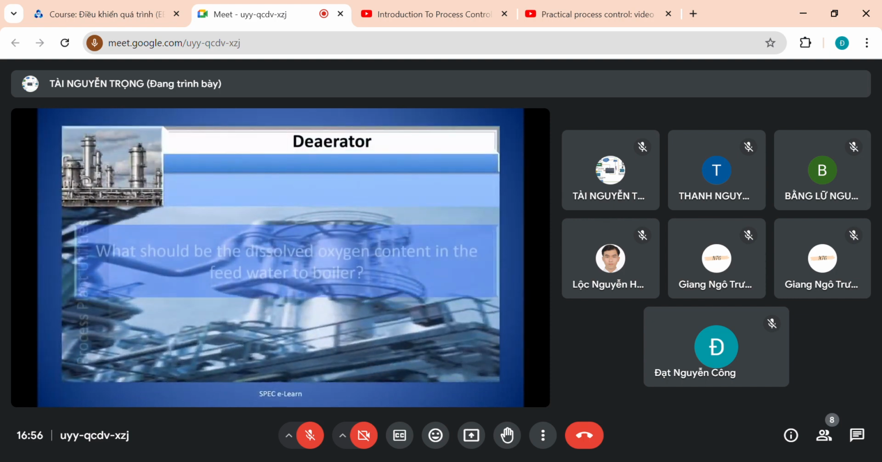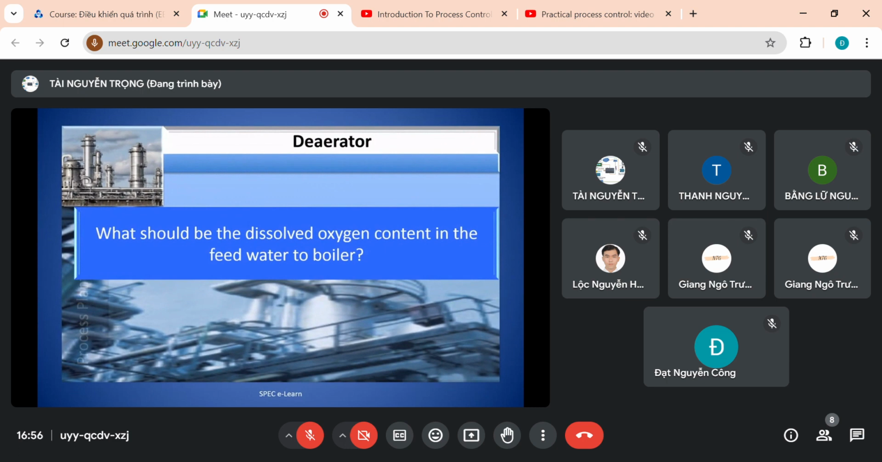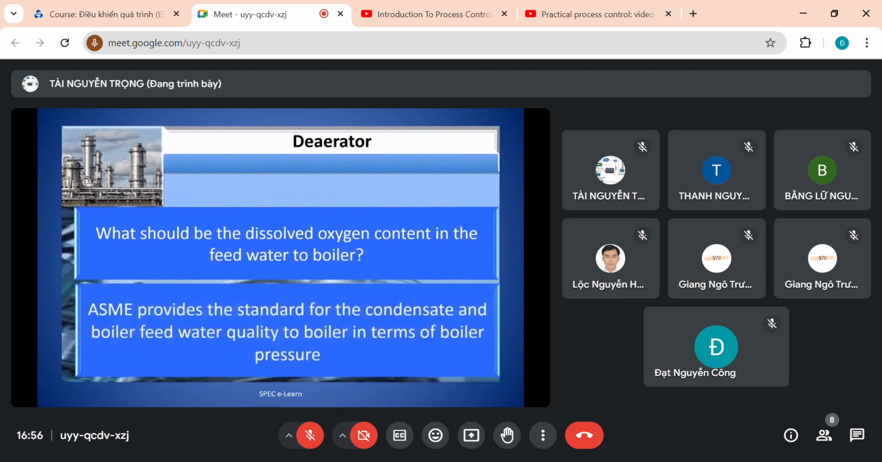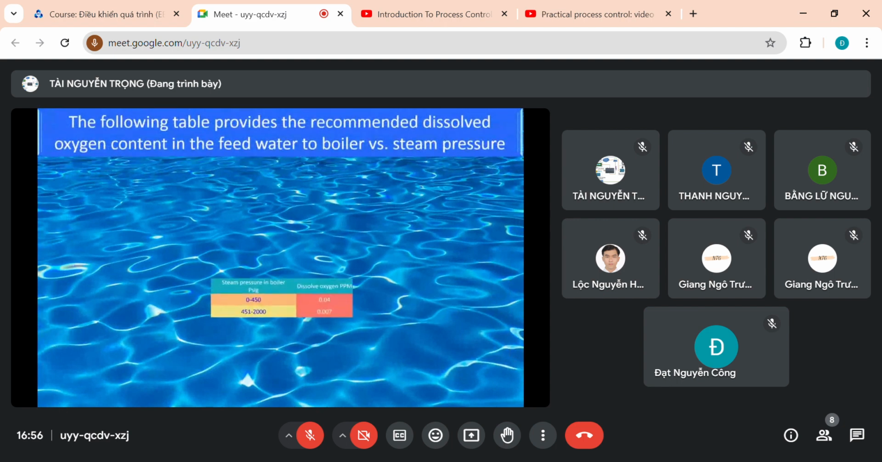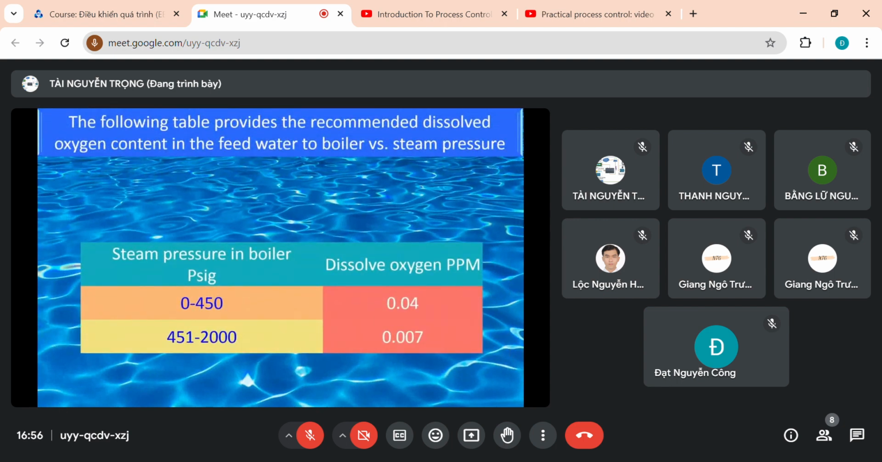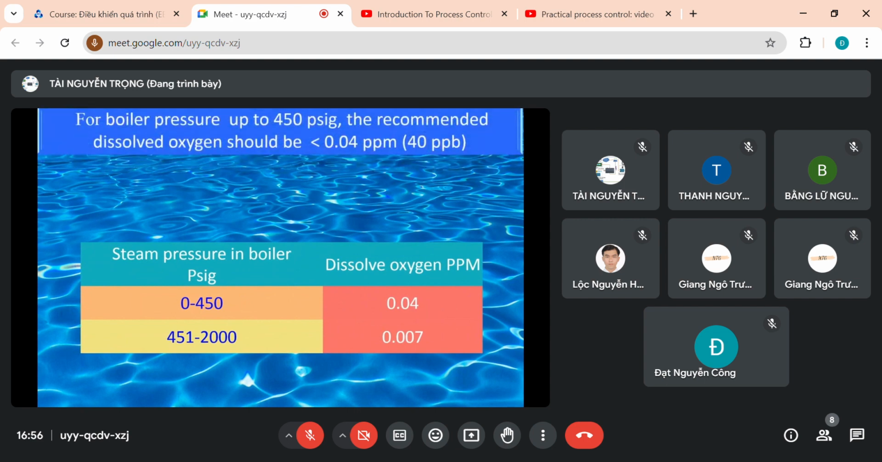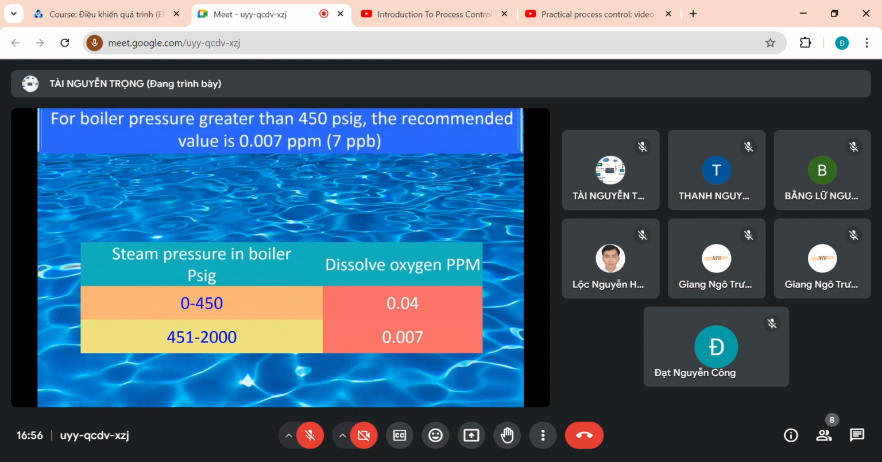What should be the dissolved oxygen content in the feed water to the boiler? ASME provides the standard for the condensate and boiler feed water quality to the boiler in terms of boiler pressure. The following table provides the recommended dissolved oxygen content in the feed water to the boiler versus steam pressure. For boiler pressure up to 450 psig, the recommended dissolved oxygen should be less than 0.04 ppm, that is 40 ppb. For boiler pressures greater than 450 psig, the recommended value is 0.007 ppm, that is 7 parts per billion.